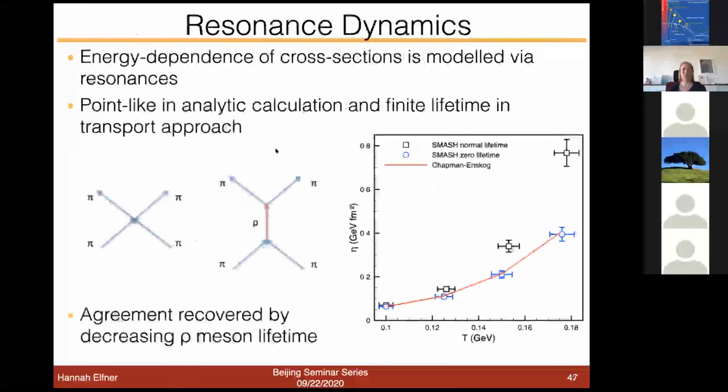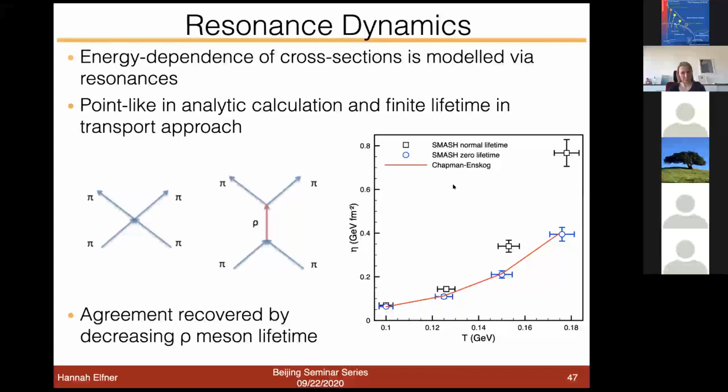We first started with a simple system where we thought, okay, let's just use pions and the rho meson, and then we can compare to an analytic Chapman-Enskog result for eta as a function of temperature. This analytic result is the red line. Our first calculation with the normal lifetime of the rho gave these black points. And then we were a bit puzzled because we thought that we would hit the points, but we didn't. So we went into the details to understand why this was not fitting the analytic expectation.